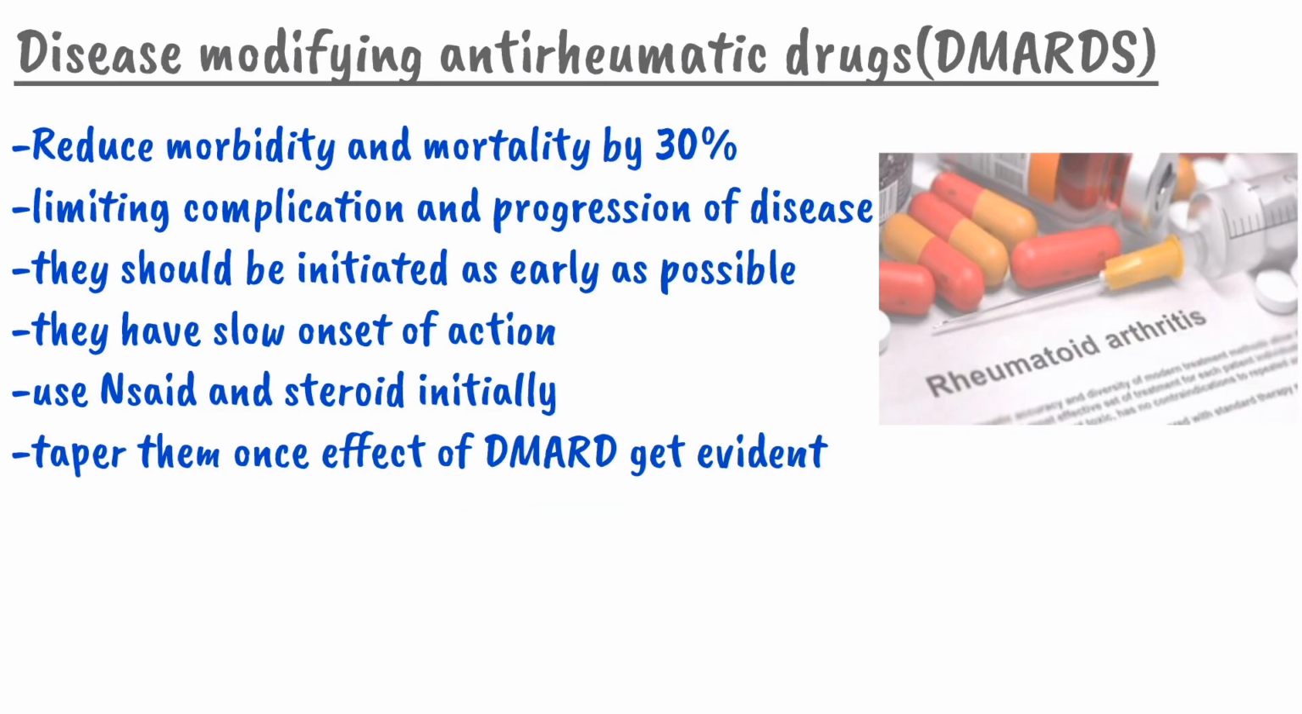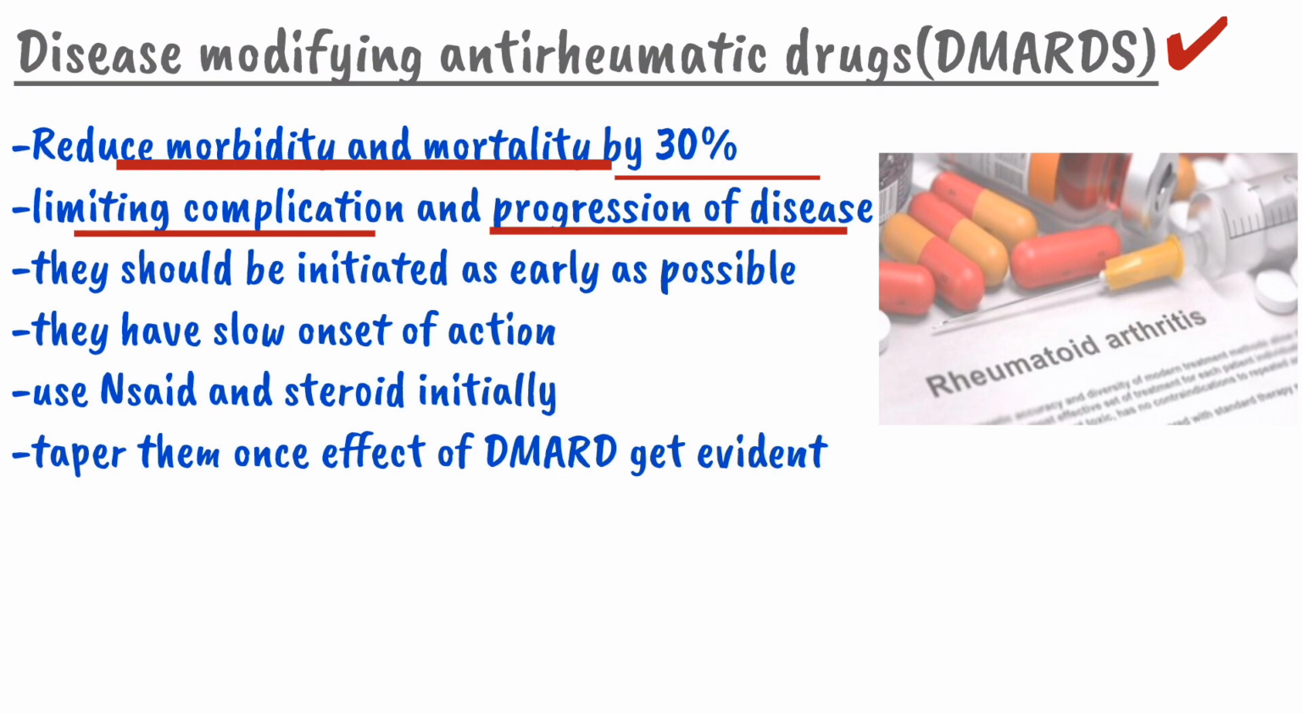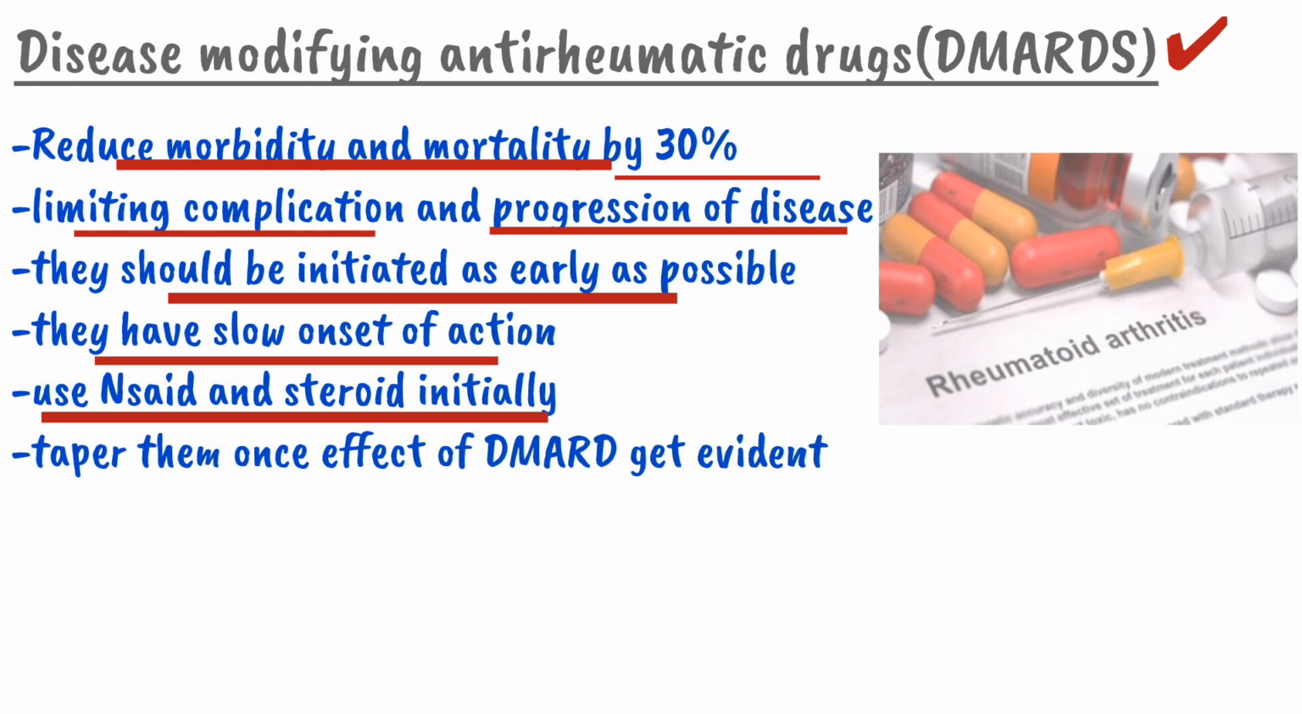Now coming toward the drug of choice for rheumatoid arthritis, these are the DMARDs, disease-modifying anti-rheumatic drugs. These drugs reduce the morbidity and mortality by 30% in rheumatoid arthritis patients by limiting complications and the progression of the disease. They should be initiated as early as possible. They have a slow onset of action. So they can be used initially with NSAIDs and steroids. Once the function of the DMARD becomes evident, we taper the dose of NSAIDs and steroids.